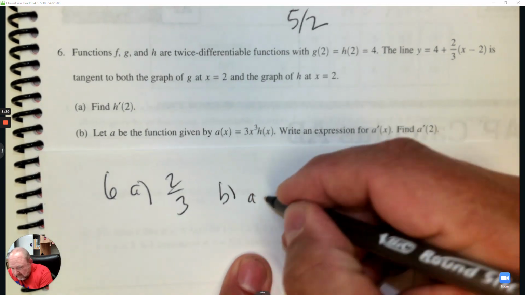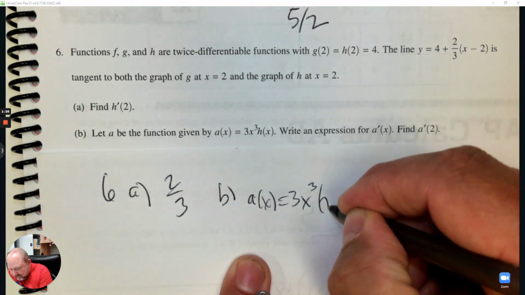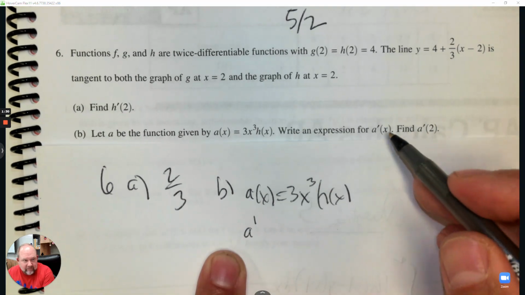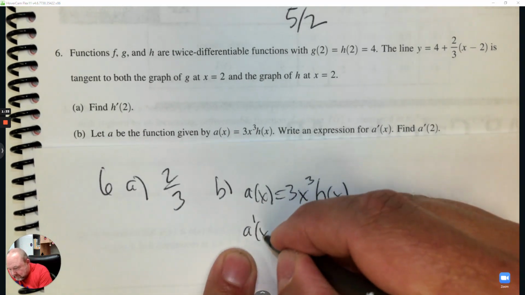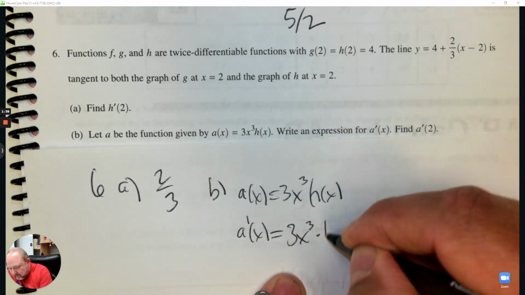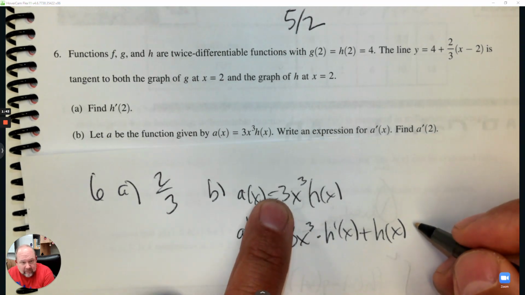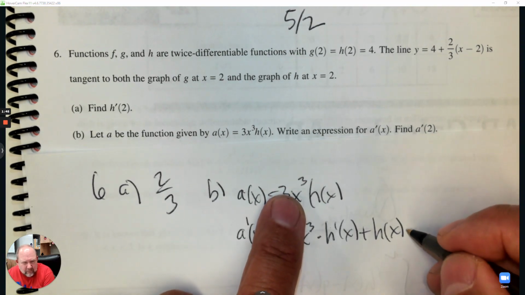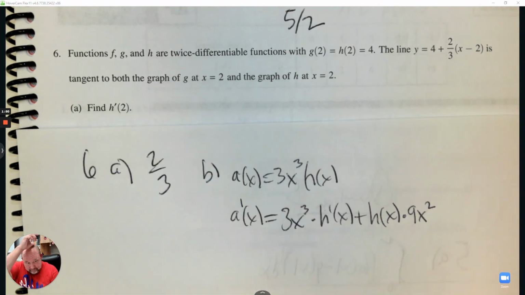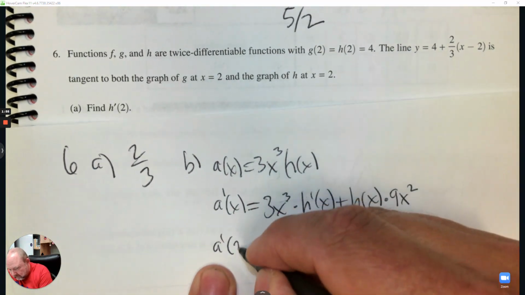Part B. Now they have another function, a. So we have a at x equals 3x cubed and then h at x. I'm going to take the derivative and then plug in 2. So the derivative here is going to be the product rule. So that's the first times the derivative of the second plus the second times the derivative of the first. So that's 3 times 3, which is 9, and then subtract 1 from the exponent. Perfect. Now, after you take the derivative, I want you to plug in 2.